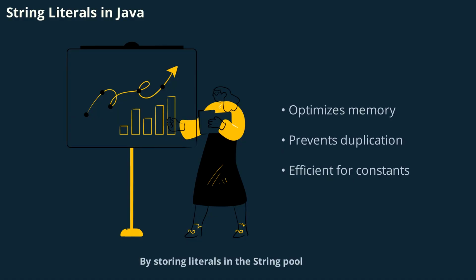By storing literals in the string pool, Java ensures that identical strings are not duplicated in memory. This approach is especially useful for applications that use many repeated strings, such as configuration keys or constant values.